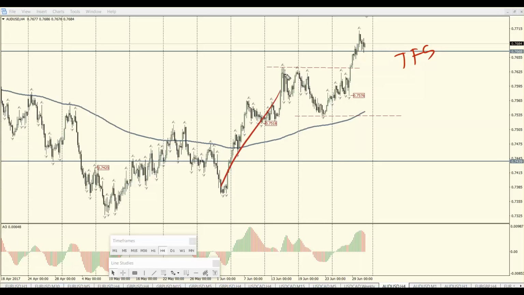So this pair is now in an H4 trend phase up. And I will be looking for some buy positions intraday. Now, this pivot here protects this trend up, but as you can see, it is too far away from the price.